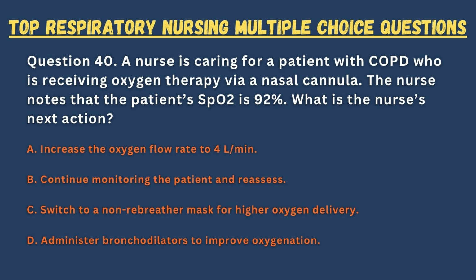Question 40. A nurse is caring for a patient with COPD who is receiving oxygen therapy via a nasal cannula. The nurse notes that the patient's SpO2 is 92%. What is the nurse's next action? A. Increase the oxygen flow rate to 4 liters per minute. B. Continue monitoring the patient and reassess. C. Switch to a non-rebreather mask for higher oxygen delivery. D. Administer bronchodilators to improve oxygenation.